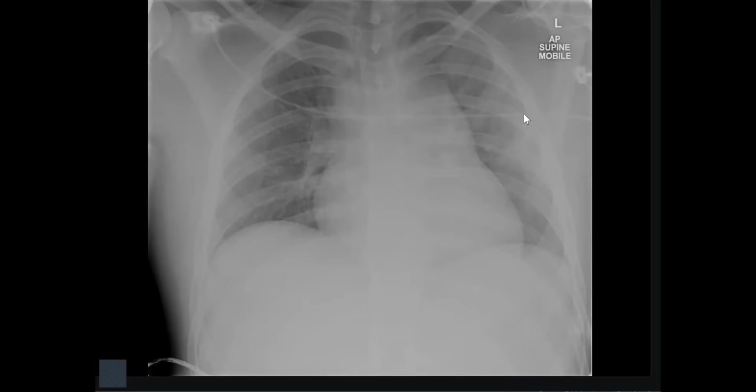However, the classic left-sided apical pleural cap, I'm not seeing on the left side. Also, in the CP angles, I'm seeing that the CP angles appear clear, so there is absence of pleural effusion, especially on the left side. Some haziness is noted in the left mid zone, which could be due to contusion of the lung, or due to collected blood.